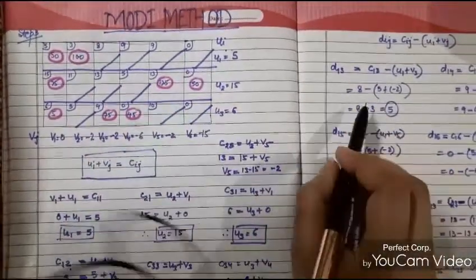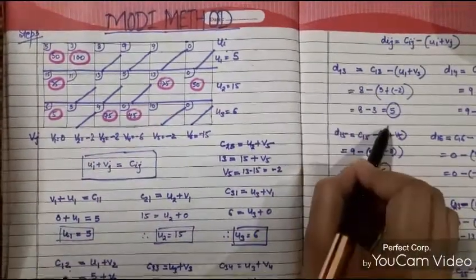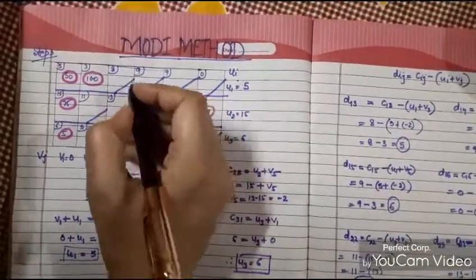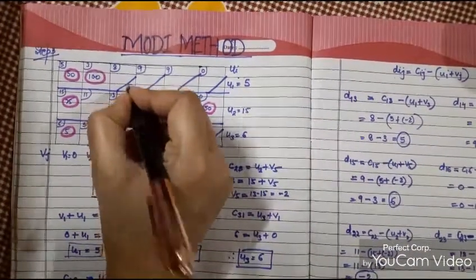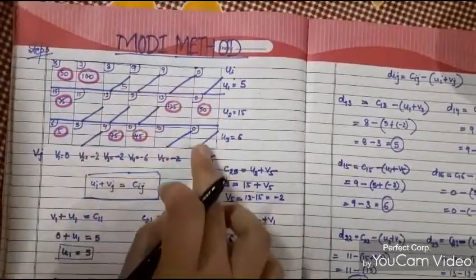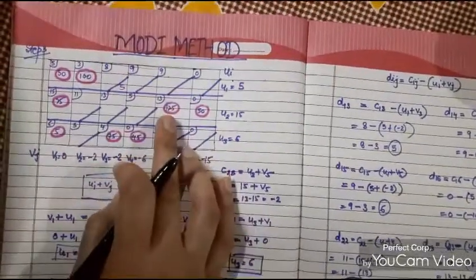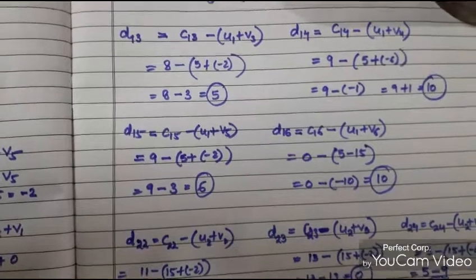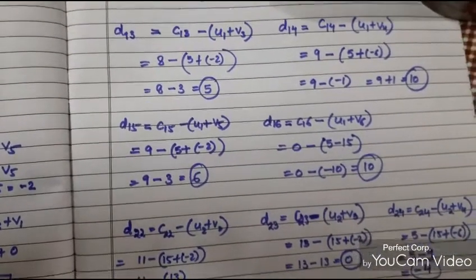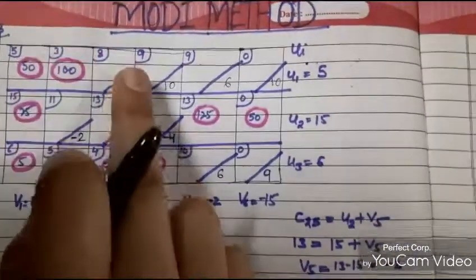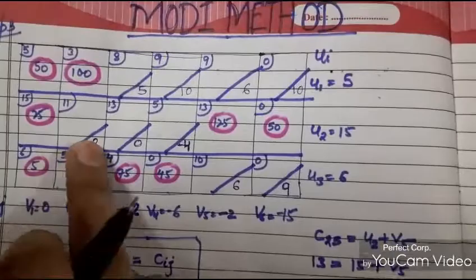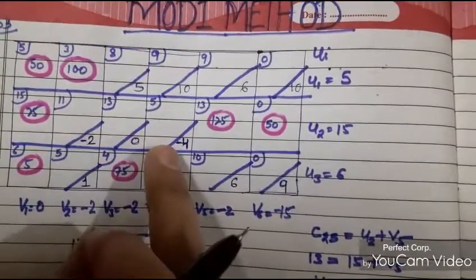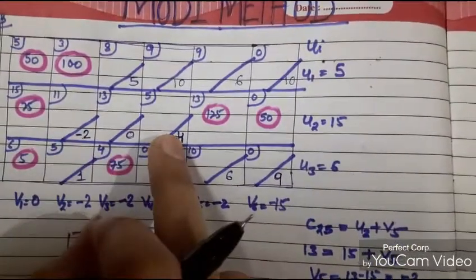So the first Dij is D13, so we will write the value of D13 here, that is 5. Right. In the same manner, we will put the values of all Dij's. As we have found all the values of Dij's, we will start putting these values in the cells, and on putting the values, we found that 2 Dij's are negative. We found 2 Dij's negative.